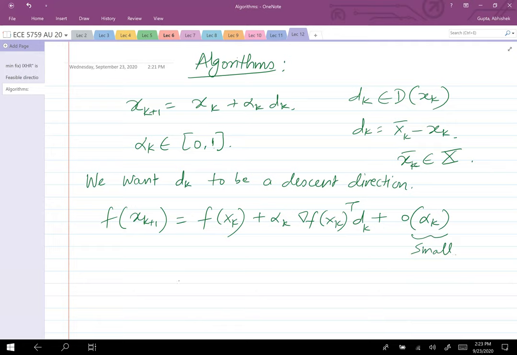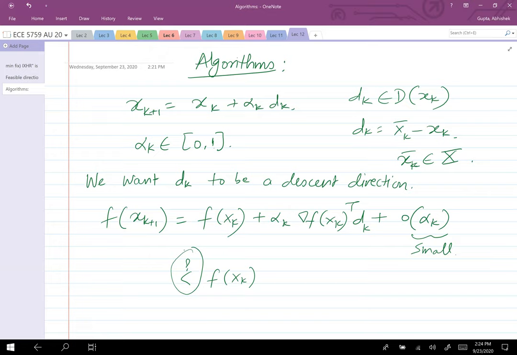So when will this be less than f of xk? Remember, we want to travel in a direction dk such that f of xk plus 1 is strictly less than f of xk. Then we are in a descent direction and we can proceed in that particular direction. So when would this be true? When will this inequality be true?